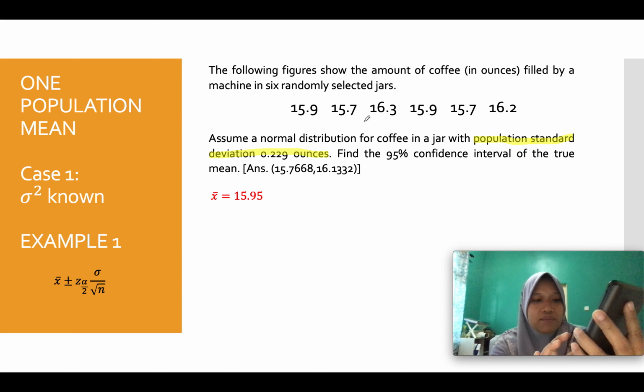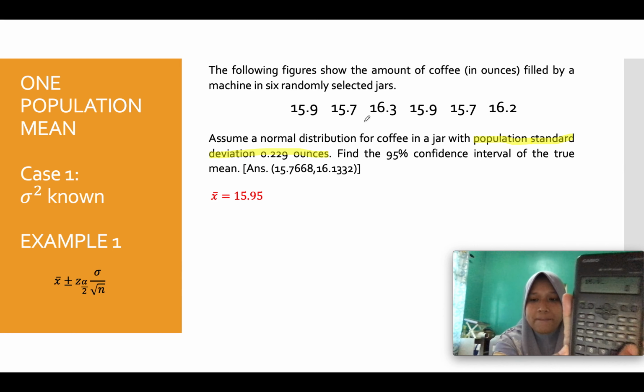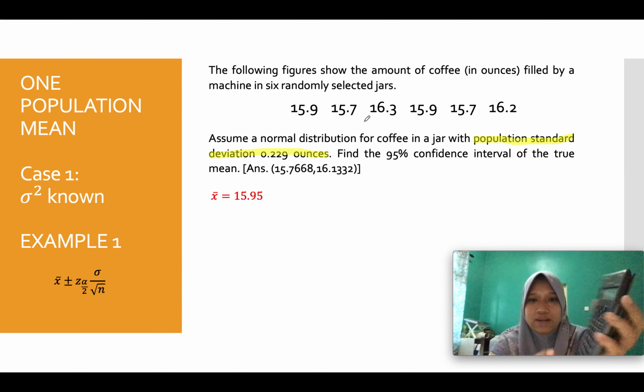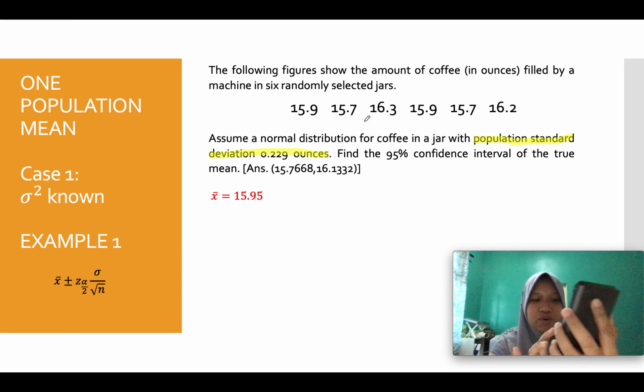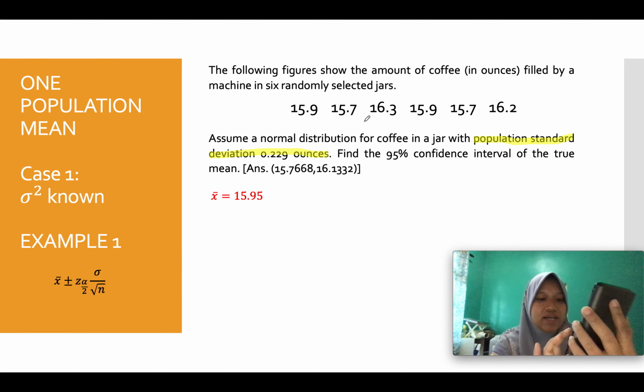Awak masukkan data yang pertama, 15.9. Okay, and then awak tekan M+. Okay, M+. And then masukkan data yang kedua, 15.7. Tekan M+. Masukkan data yang ketiga, 16.3, tekan M+, 15.9, M+, 15.7, M+, 16.2, M+.